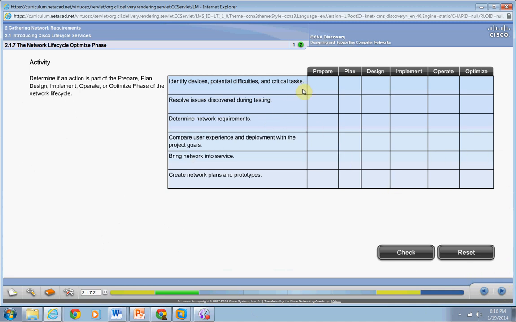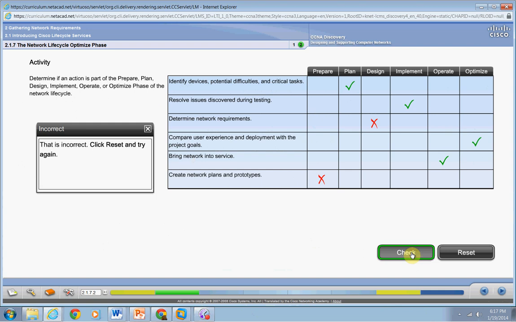Here we just identify when these happen. So identify devices, potential difficulties, and critical tasks. That would be in your plan phase. Resolve issues discovered during testing. Implement phase. Determine network requirements. Design phase. Compare user experience and deployment with project goals. Bring the network into service, operate phase. Create plans and prototypes. That's this, and this one's this. I'm guessing. Well, I only got 2 wrong, so that's pretty good.